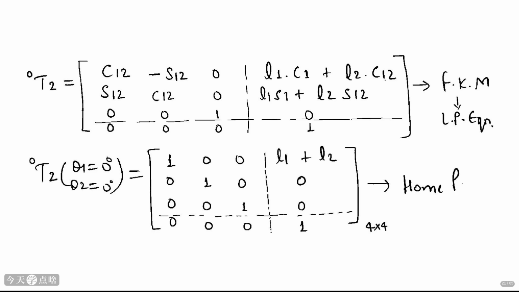The diagram on the left shows the matrix structure, highlighting the rotation and translation parts. The diagram on the right shows the matrix when both joint angles are 0, which corresponds to the home position. In this case, the end effector is at the origin, and its orientation matches the base frame. This confirms our calculations are correct.